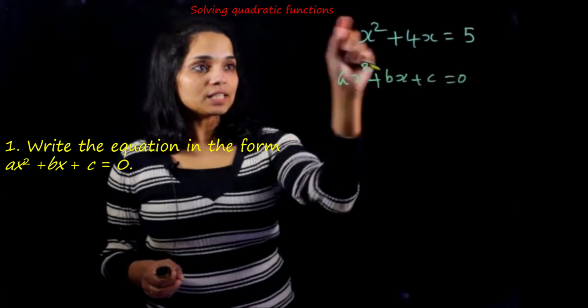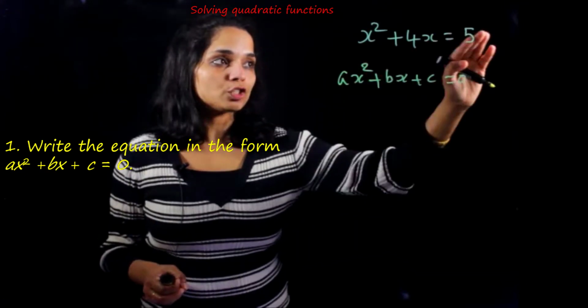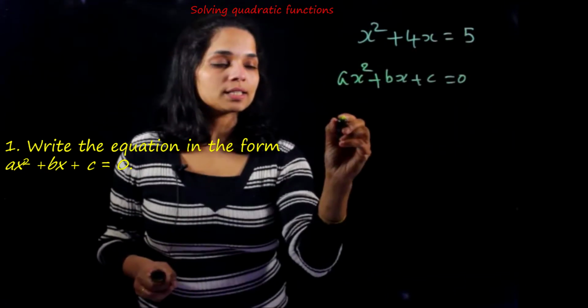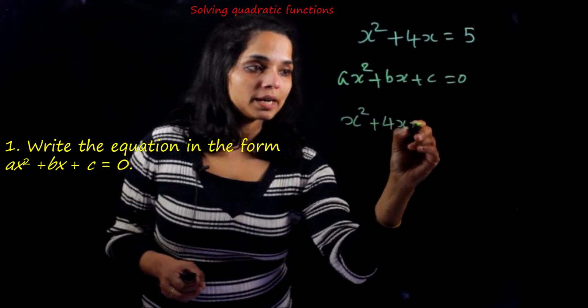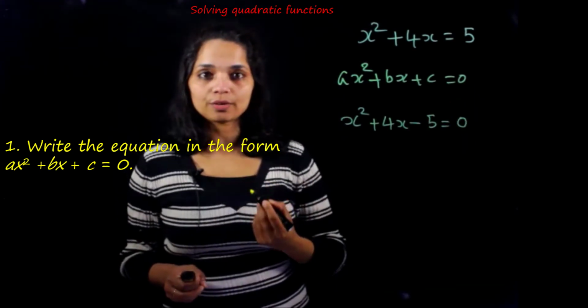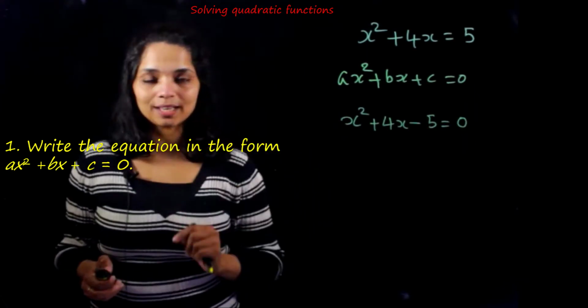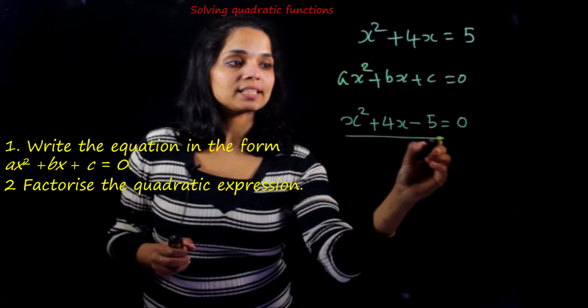So this equation needs to be written in this format, which is when you subtract 5 from both sides. The equation becomes x squared plus 4x minus 5 equals 5 minus 5 on the other side, which equals 0. Okay, the first step is done. What is the next step? Factorize the quadratic expression.